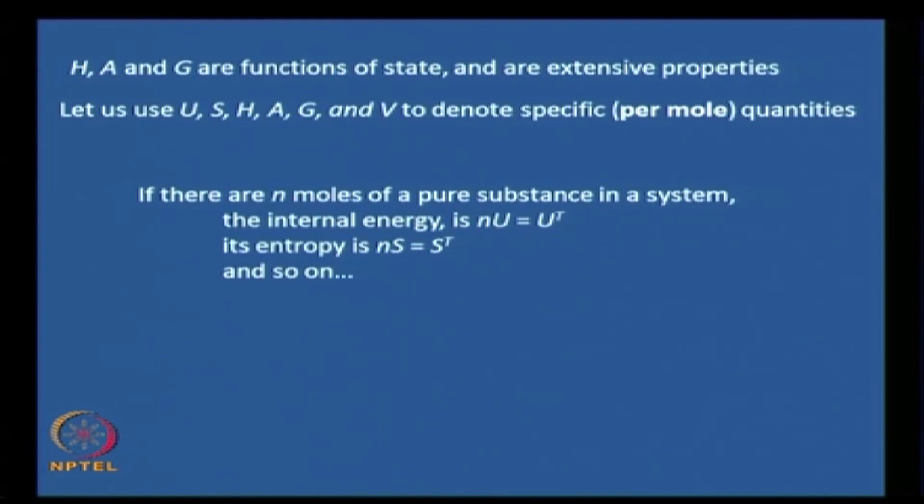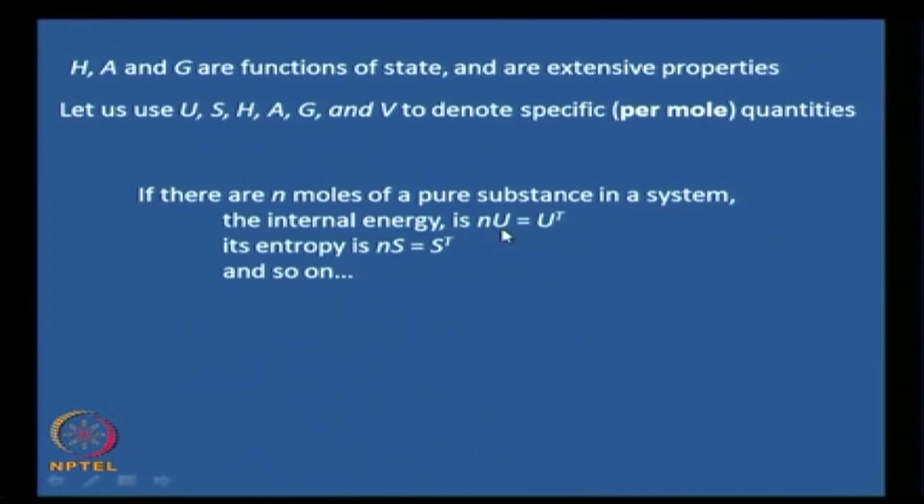But not all systems will be composed of 1 mole, therefore we need to have a terminology which will address different number of moles if present in a system. Let us first consider a pure substance and let us say that there are n moles of the pure substance in the system. Then since we know that the internal energy is an extensive property, the total internal energy would be n times U, the number of moles times the internal energy per mole, which can also be represented as U superscript t, which is what we are going to use in this course. The entropy would be n times S, which can be represented as S superscript t, and so on and so forth.